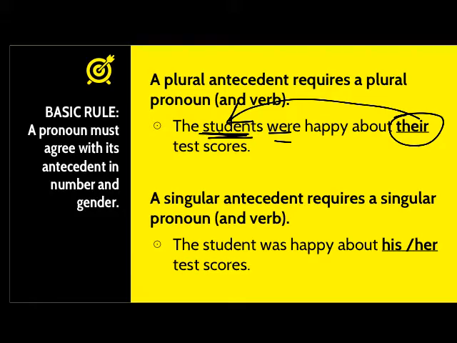A singular antecedent, on the other hand, requires a singular pronoun. So if we change that students to student, we need to identify a singular student, and in traditional grammar, we would use his or her test scores. If you see this on an ACT test, you would want to use his or her. Common usage is becoming their rather than his or her, but on an ACT and any sort of standardized testing that you'll take, you'll be expected to use the singular his or her form.